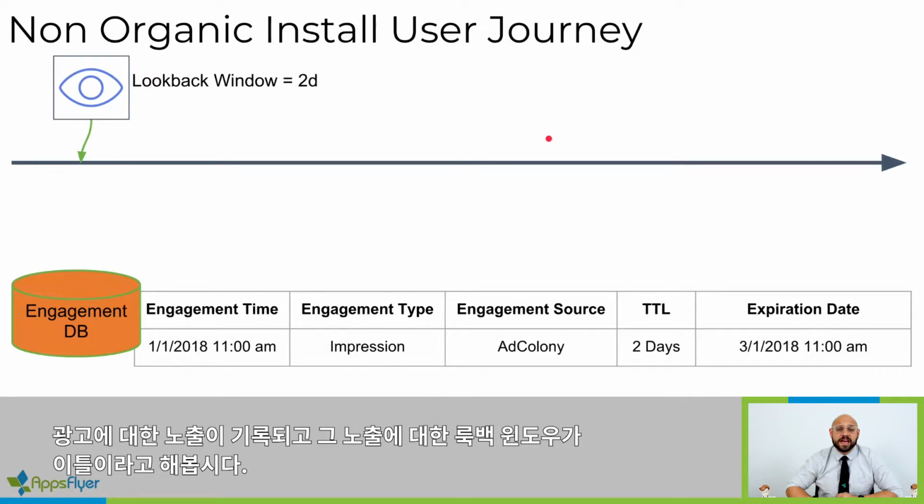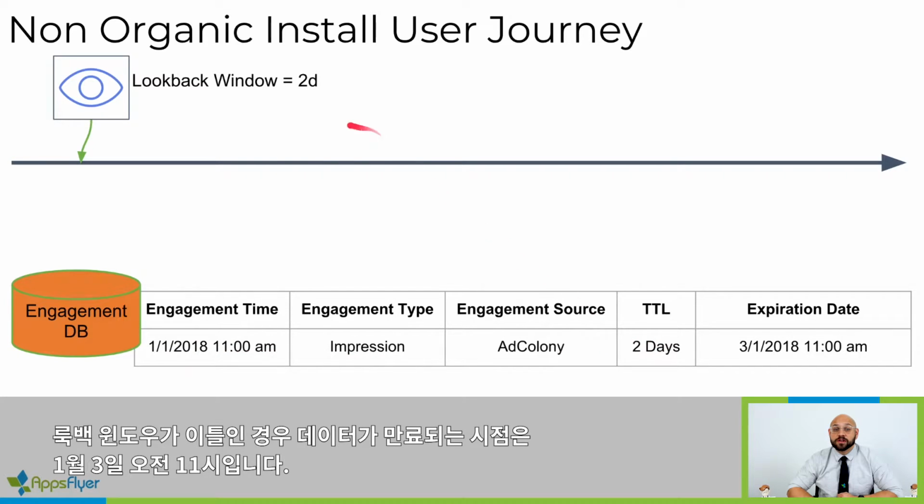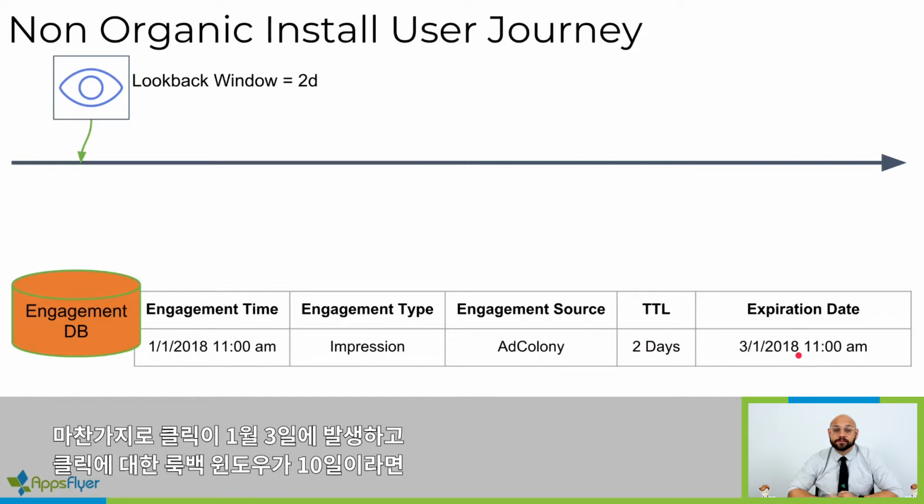Let's say that there was an impression, and that impression has a lookback window of 2 days. If that engagement or that impression happened on January 1st at 11 a.m., then the time to live will be 2 days because the lookback window is equal to 2 days. That means that the expiration date will be January 3rd, 2018 at 11 a.m.